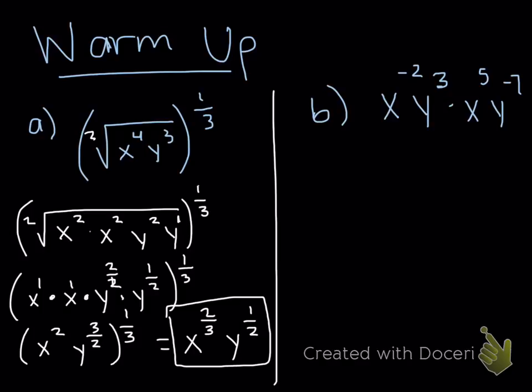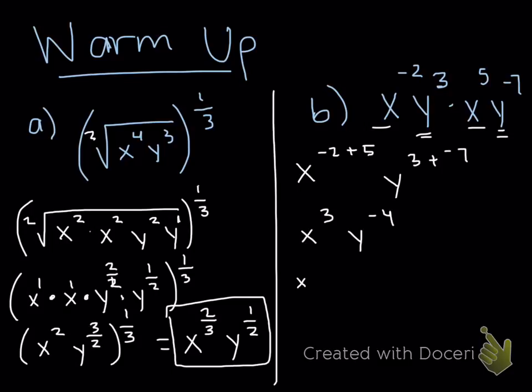So letter B. We want to combine our terms that have the same base, and to do that we add our exponents. So for x I'm doing -2 plus 5, and for the y I'm doing 3 plus a -7. So I'll get x to the 3rd power and y to the -4th power. So I'm not allowed to leave negative exponents, so I need to fix that.